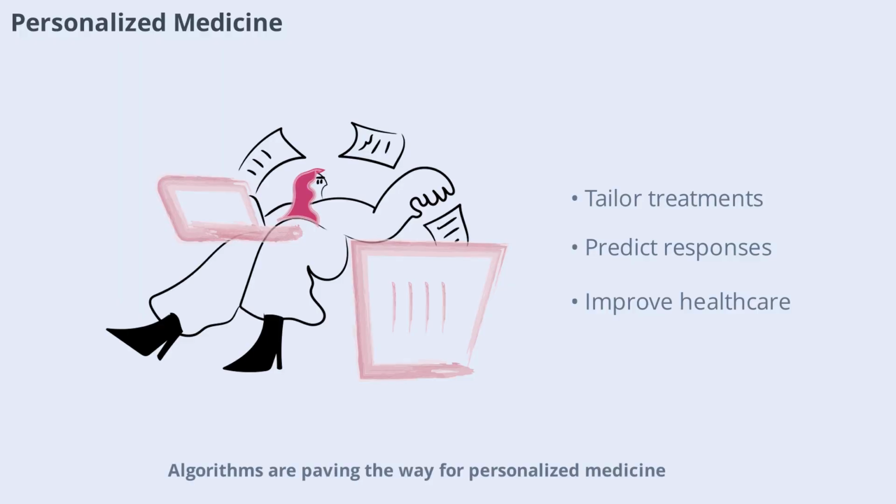Algorithms are paving the way for personalized medicine, where treatments are tailored to an individual's genetic makeup. By analyzing genetic and clinical data, algorithms can predict how a patient will respond to different treatments, identify risk factors, and guide therapy choices. This approach promises more effective and safer healthcare.